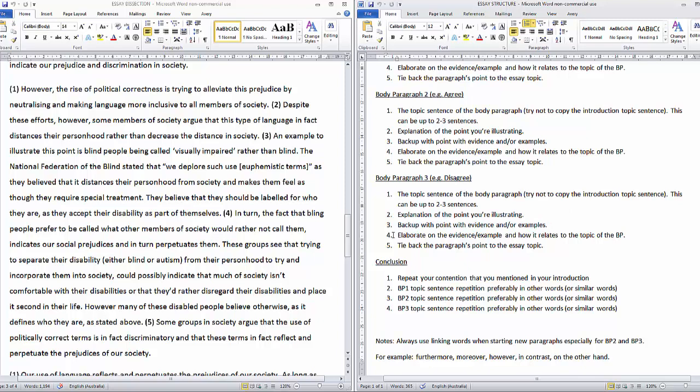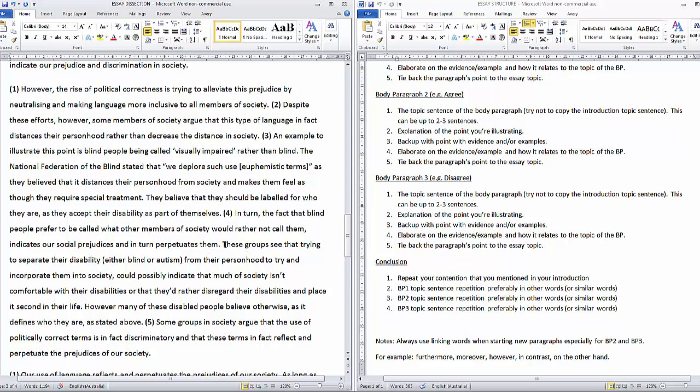Now let's move down to number 4. So now we're going to elaborate on that evidence and how it relates back to the topic of our body paragraph. So in turn, the fact that blind people, apologies, that's a mistake, the fact that blind people prefer to be called what other members of society would rather not call them indicates our social prejudices and in turn perpetuates them.